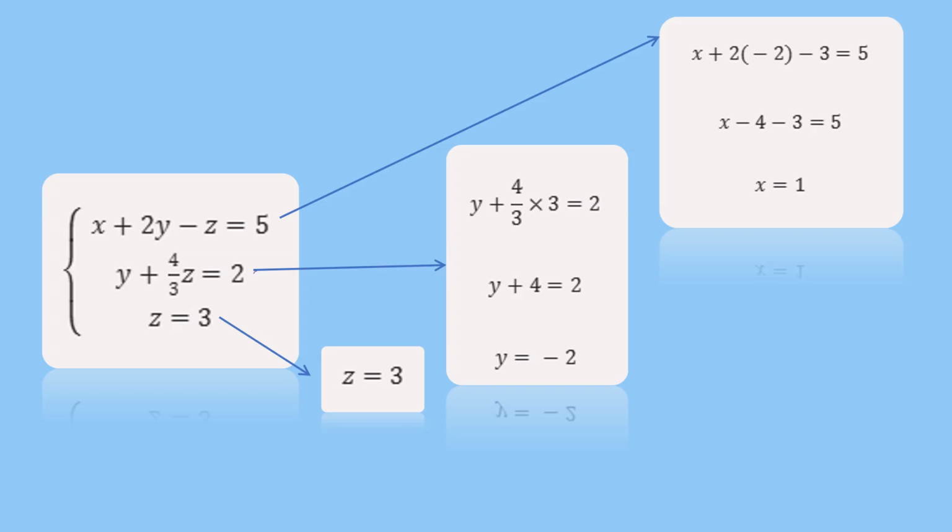Thus, our final solution is as follows. The first variable is 1, the second variable is -2, and the third variable is 3. Breaking the process down in this way helps illustrate how Gaussian elimination transforms the system into a format that makes back substitution straightforward and easy to follow.